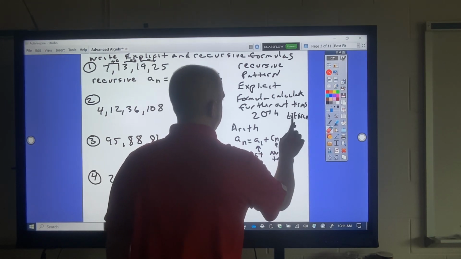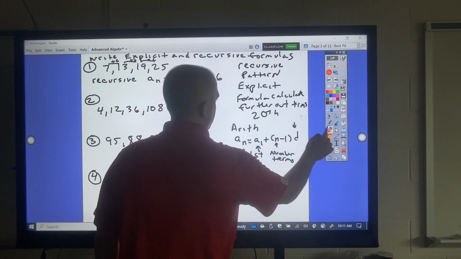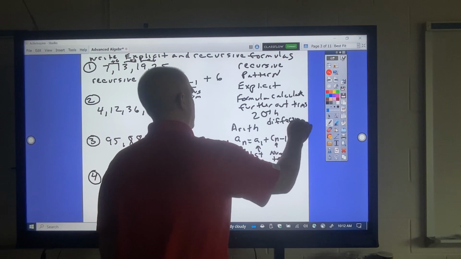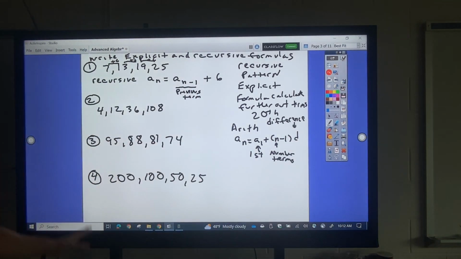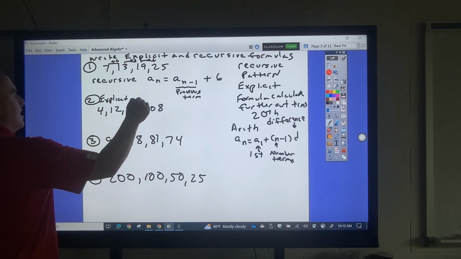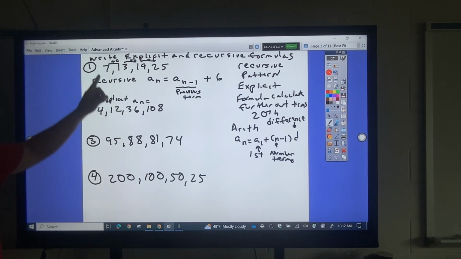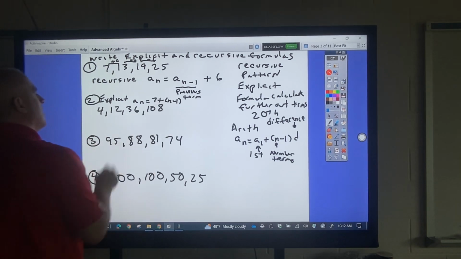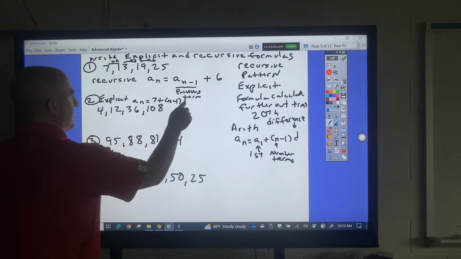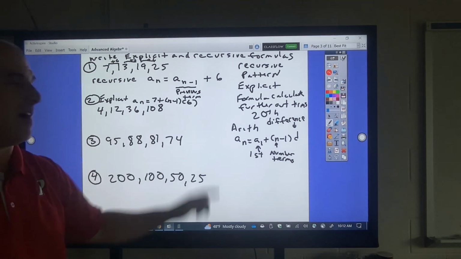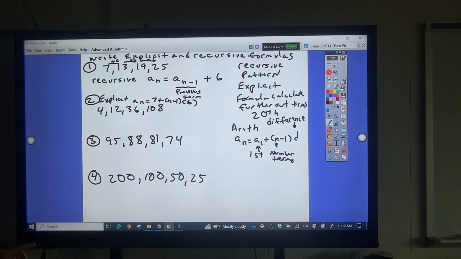Wow, this is really sloppy. Now, in this case, the explicit formula, AN equals, here's what you need to fill in: the first term, that is 7, plus N minus 1, and then my difference here was 6, so I put parentheses 6. Since that's a positive number, I'm going to put positive 6. Now, let's look at this one.